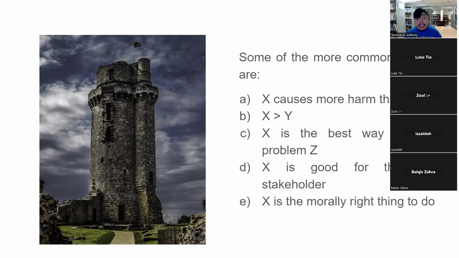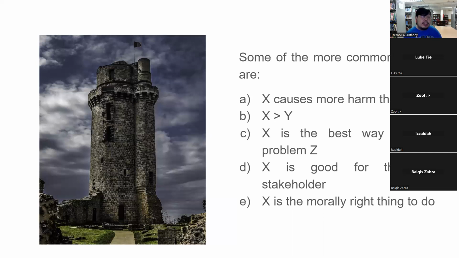Or it could be X is good for the main stakeholder. It's pretty close to the first one, where X causes more harm, or the opposite, X brings more benefit than harm. But basically, you are trying to zero in on a very specific stakeholder or specific group of people. That is your win con, in that sense.